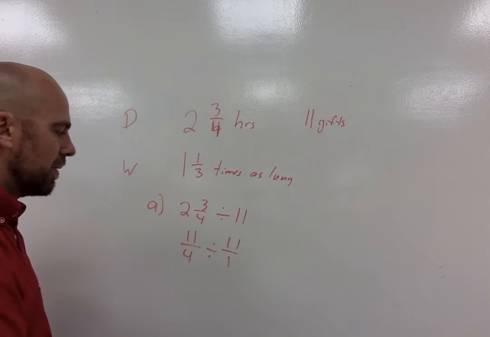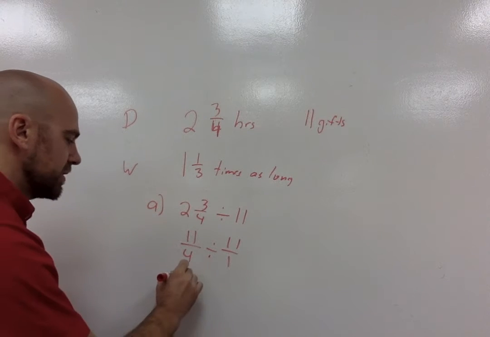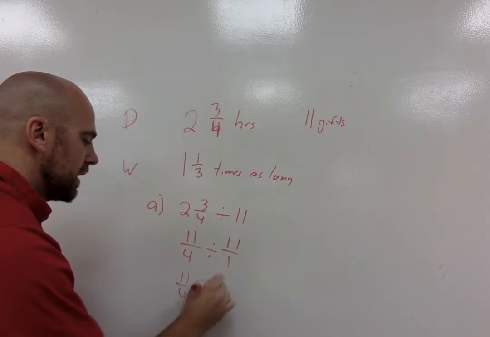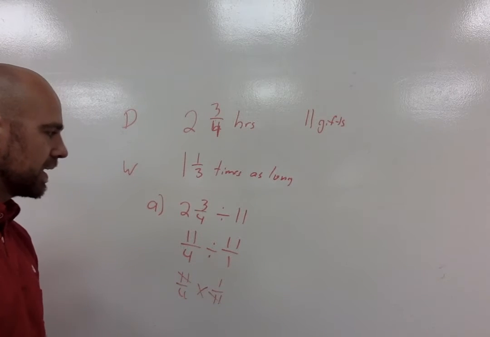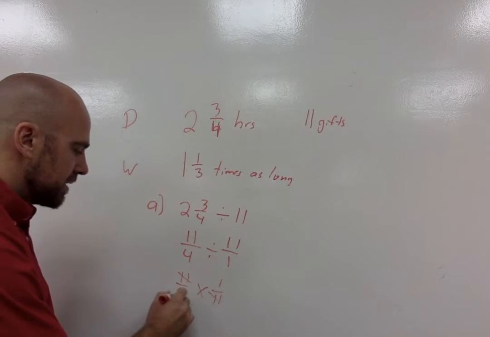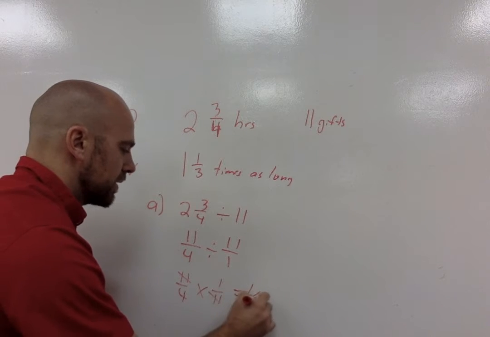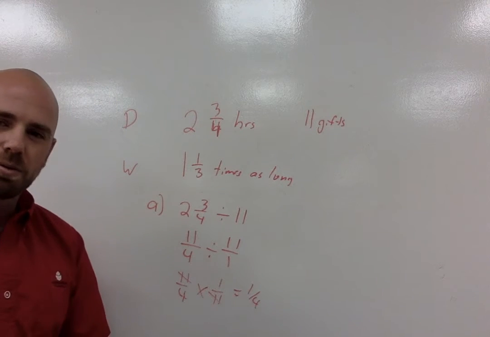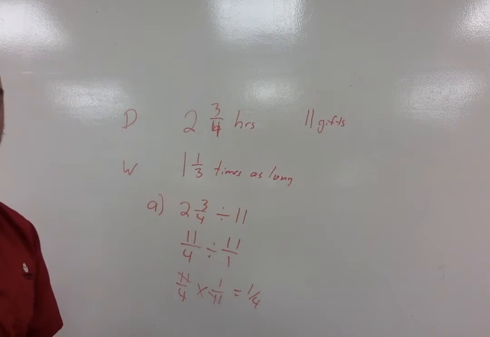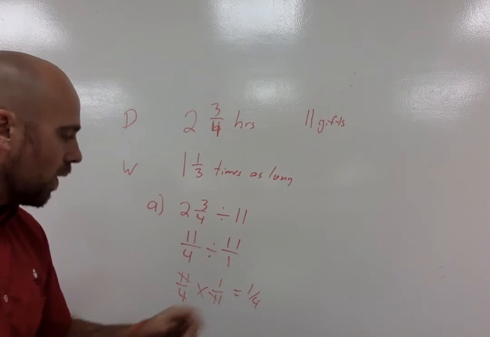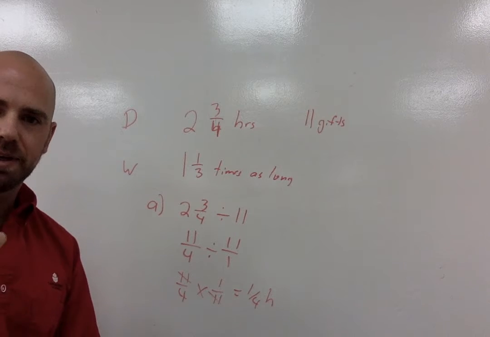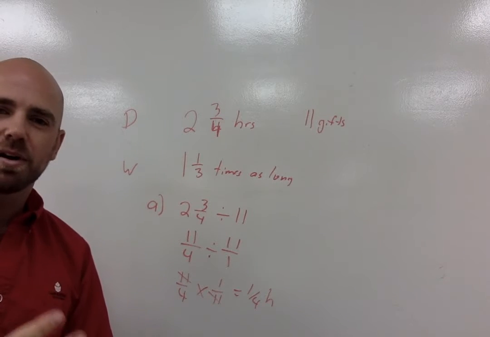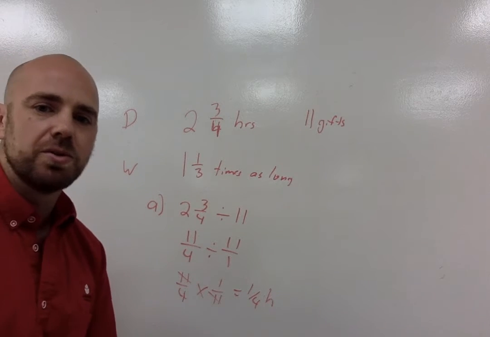Okay. Now I'm going to change this into a multiplication question. So I have 11 over 4 times 1 over 11. Now I can actually cancel out my 11s, and I'm going to be left with 1/4. So basically what we're saying is it took Dakota 1/4 of an hour to wrap each gift. Then the second part of that question is, what assumptions do you make?